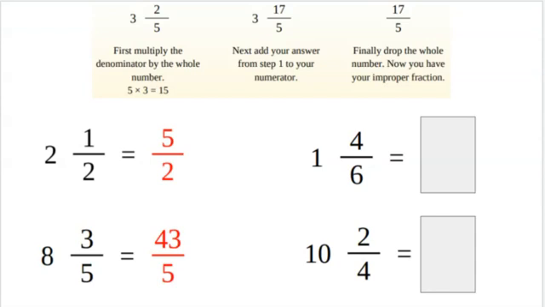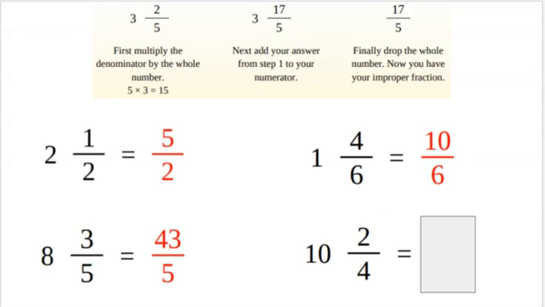All right. So let's take a look at the first one here. 1 4/6. That means I have 1 whole and I have 4/6 of another whole. So that first step, 6 times 1 is 6, plus the 4 makes 10. My denominator stays the same, 10/6.